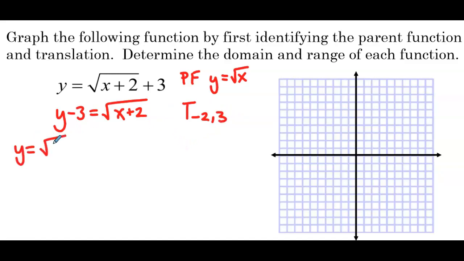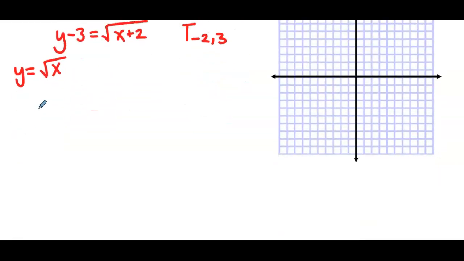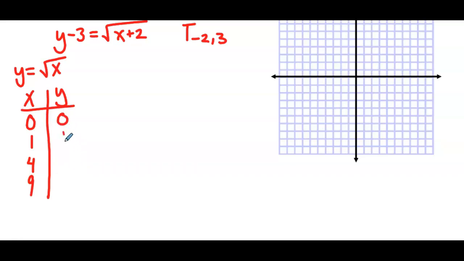So we'll create the table of values for our parent function first. Now when setting up this table for the square root function, we want our inputs to be perfect squares. So we'll use 0, 1, 4, 9. Can't have any negative x values, and all the other x values would not be perfect squares. So y values would be 0, 1, 2, 3. Now we need to figure out what the points are on our translated graph.